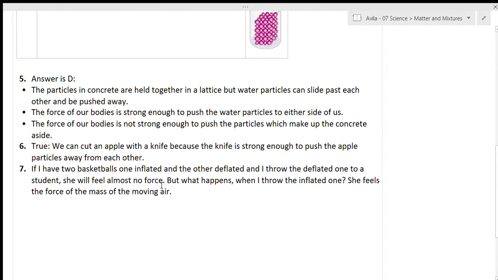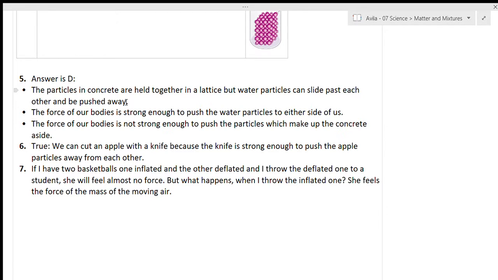Okay, question 5. Question 5 is the one that is saying, why can we jump through water, but if we try and jump through concrete, we go splat? So the answer is D, for all the options that they have here. So I have put it here in order, and I want you to copy this into your notebook. So the first part is because the particles in concrete are held together, because it's a solid, right? In a lattice, that means next to each other. But water particles can slide past each other and can be pushed away, okay? So that's the first reason. So it's about the characteristics that concrete and water have because of the states of matter.